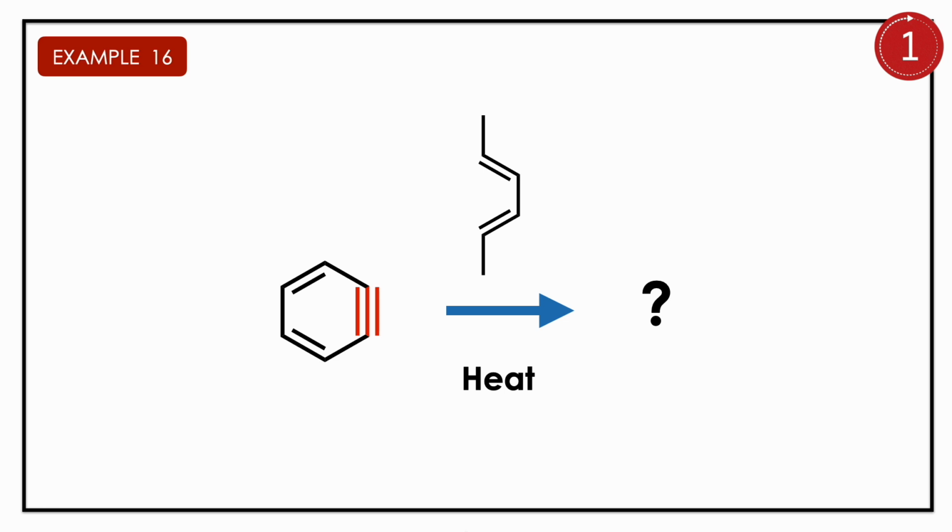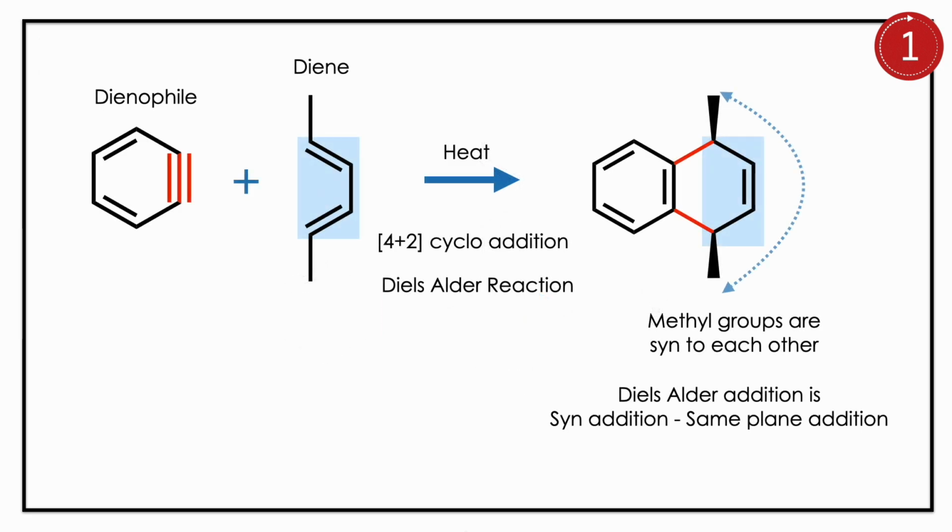Then the next example, you have benzyne reacting with hexadiene, heating it up. You should find what will be the final product. Here you have benzyne. Benzyne can act as a dienophile because it's an electrophile and diene is there. Diene should be electron rich. It is already enriched by methyl group. You are heating it up. So 4 plus 2 cycloaddition is possible. It is called Diels-Alder reaction.